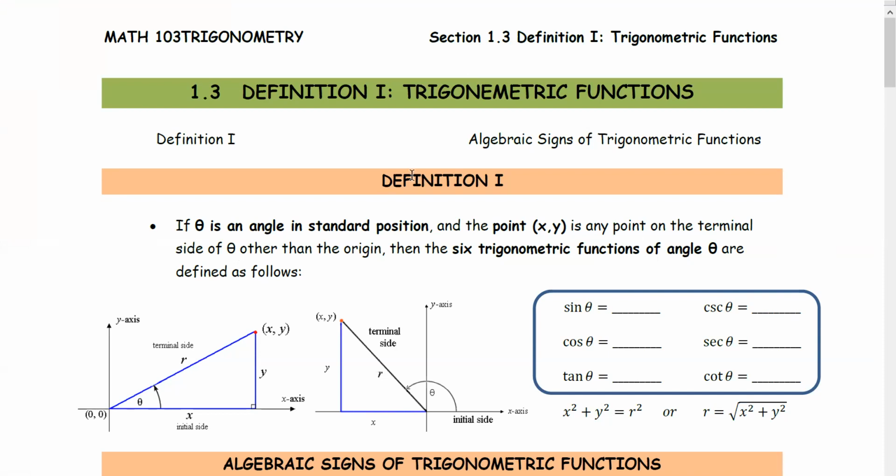Section 1.3, Definition 1, Trigonometric functions. If theta is an angle in standard position, where the initial side lies on the positive x-axis, and the point (x, y) is any point on the terminal side of theta other than the origin (0, 0), then the six trigonometric functions of an angle theta are defined as follows.